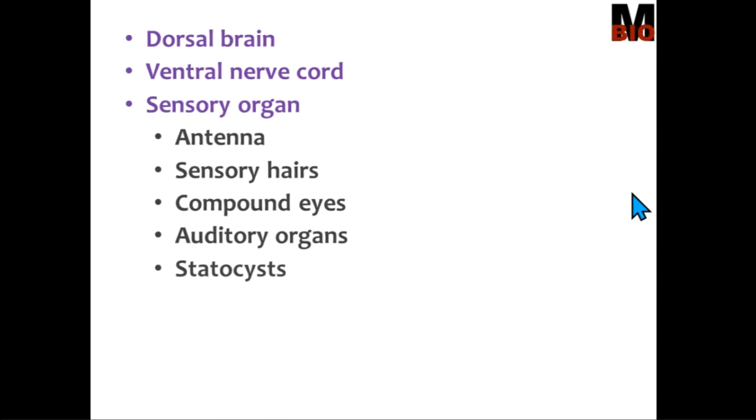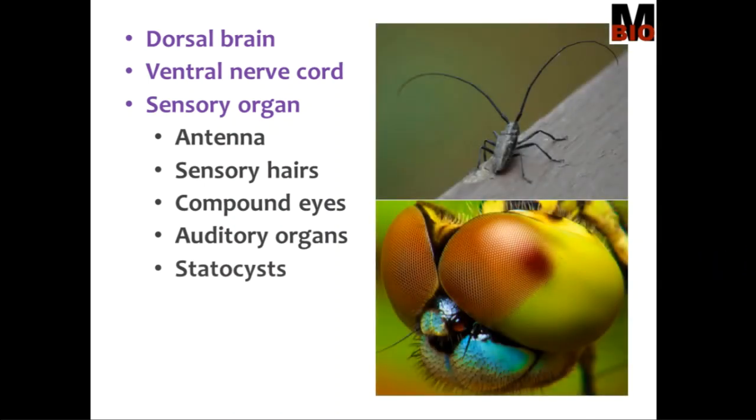auditory organs, and statocyst. Antenna and sensory hairs are meant to detect external stimuli from the external environment. Then compound eyes are visual sensory organs. They are a complex form of eye made up of several individual simple eyes called ommatidium. These ommatidium will form separate images of the separate fields of the visual field. Then finally, the brain compiles these images to form a visual perception of the visual field.